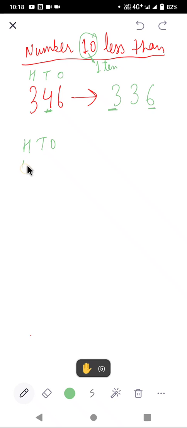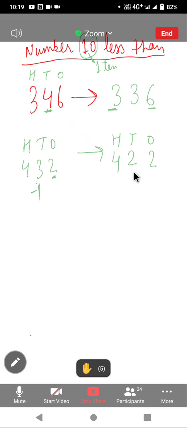So let's take another example. Here we have 4 at the hundreds place. We write 4 at the hundreds place as it is, and the ones place will be as it is, 2. What will change? The tens place digit will change only. What do we have to do? We have to subtract 1 from 3. 3 minus 1 is equal to 2. We write 2 at the tens place. So this is the only change.